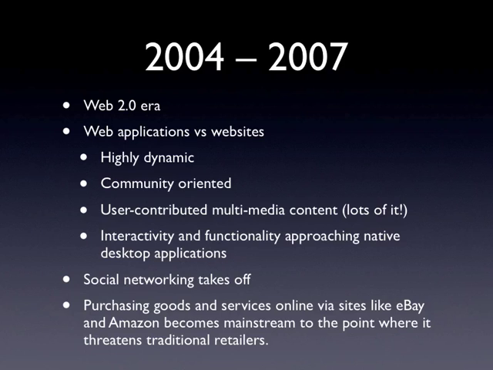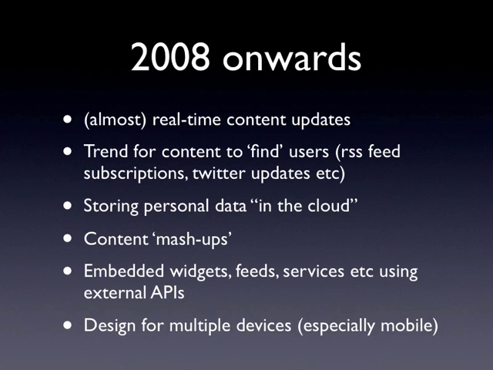Okay, so I think I've just basically gone over those points there. Highly dynamic, community-oriented, user-contributed multimedia content, and lots of it, and highly interactive. And this is around the point where social networking takes off. Also, purchasing goods and services online via sites like eBay and Amazon becomes mainstream to the point where it's actually now beginning to threaten, they say, traditional retailers. So we won't dwell on that too much more.